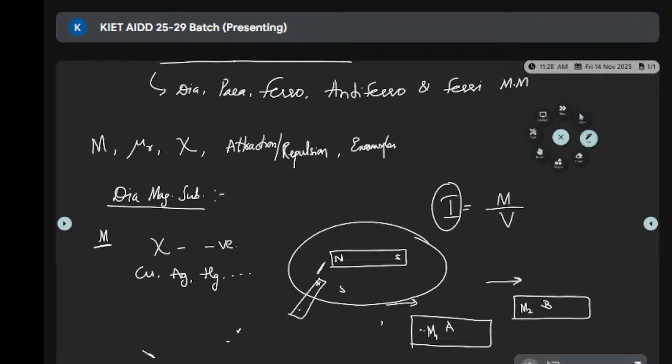Tell me about the units of I. What are units of I? What is unit of M? Ampere meter square. Meter.